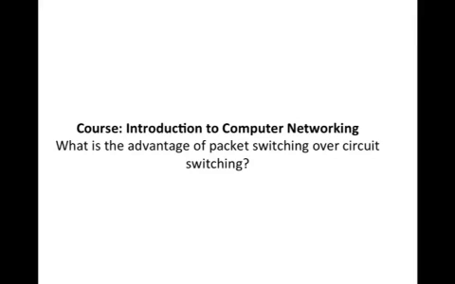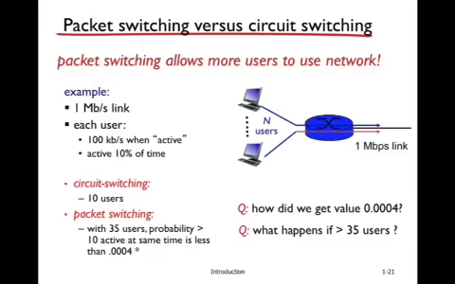In this video lecture, we are going to use an example to understand the advantage of packet switching over circuit switching. The main advantage is that you are able to support more users or get more data through the network when you use packet switching. The example scenario will talk about, let's assume, a 1 megabits per second link that's being shared by multiple users.